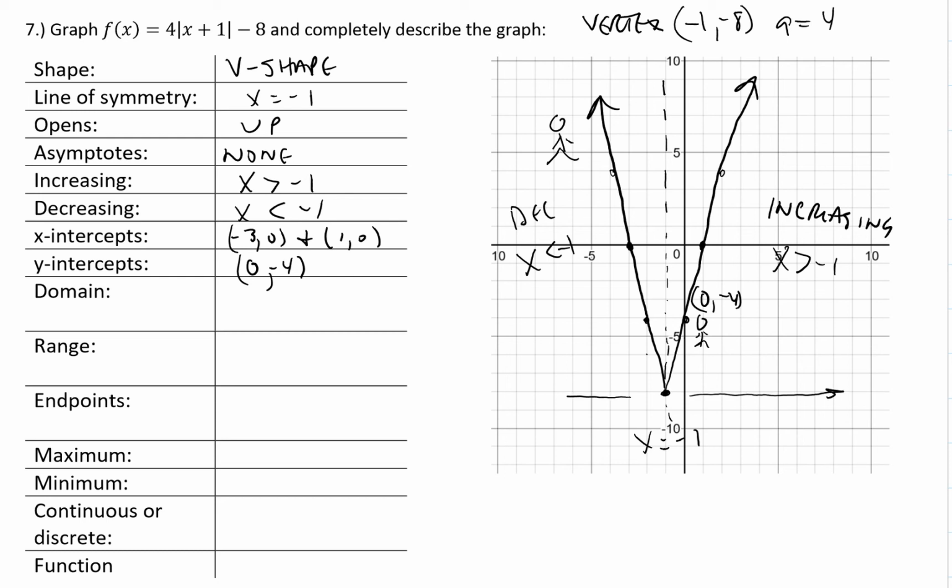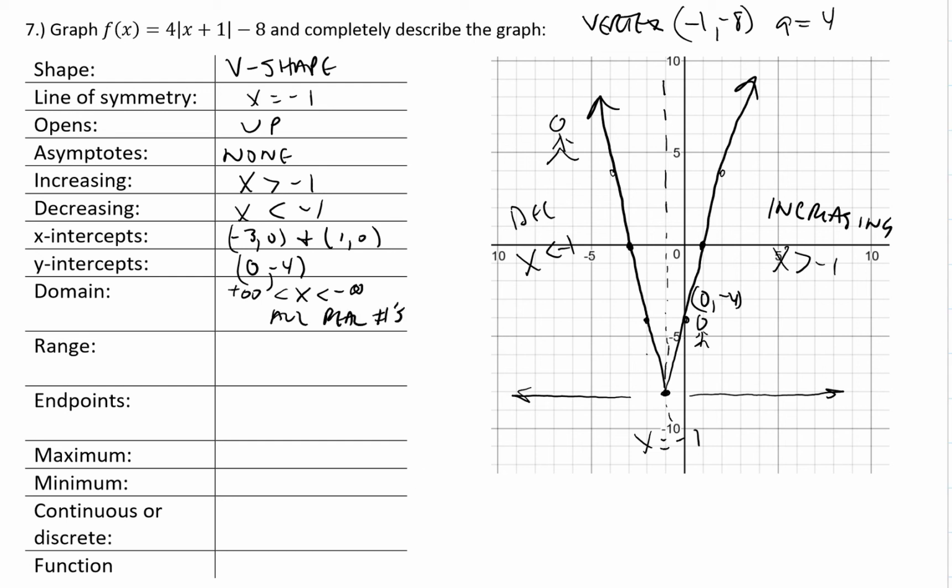Now, the domain: this is going to keep growing in this direction, and this is going to keep growing in this direction. It's never going to stop, and it's just going to keep getting bigger and bigger. So we would say this is all real numbers. We can write it as x is greater than -infinity and less than +infinity, and then we could also write all real numbers.